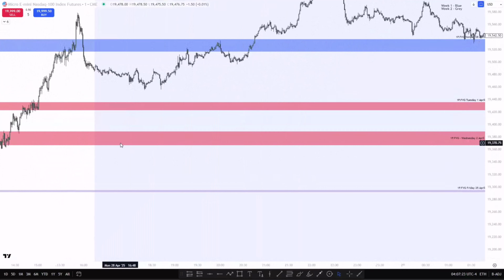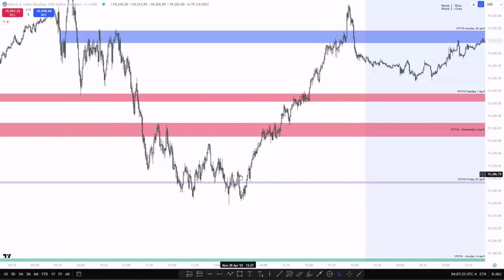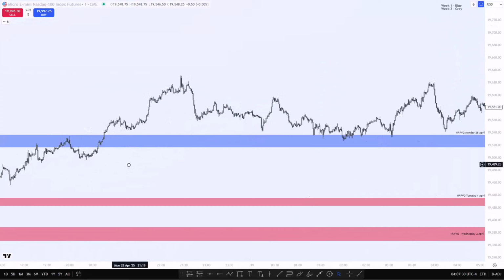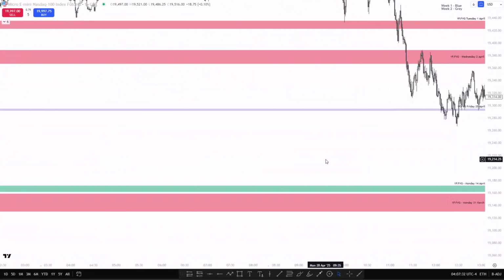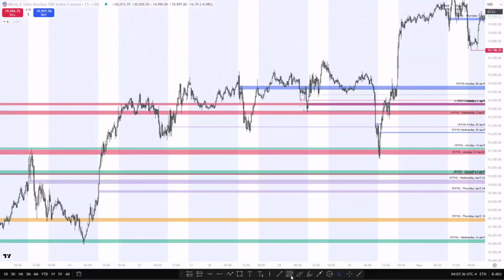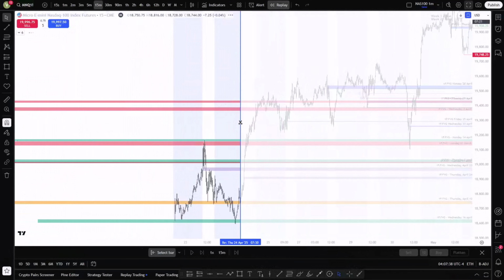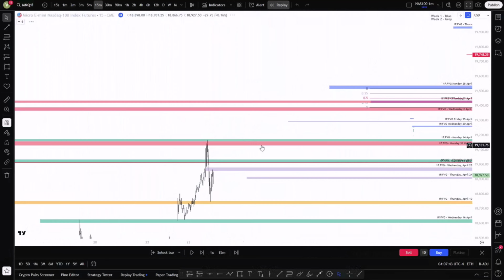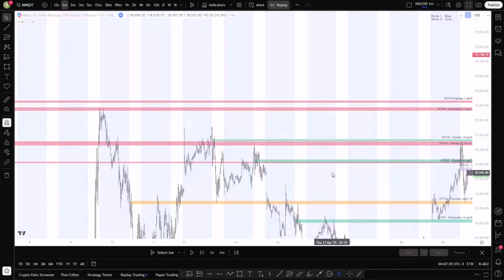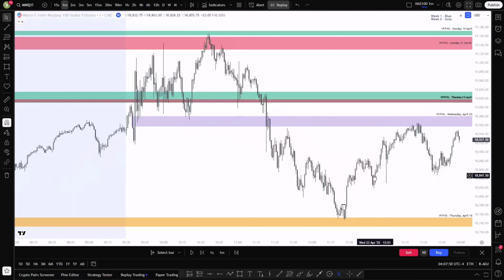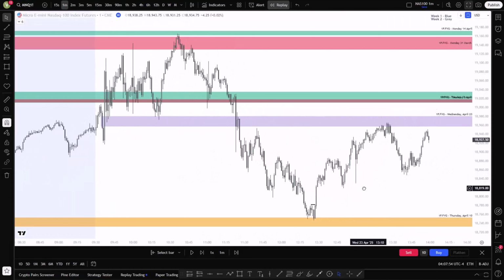I'm just trying to see if I can find another good move here. But I'll need to rewind the chart. Wait, I'll use market replay to go a little bit further back. Okay, so we can see another delivery of how this thing works.